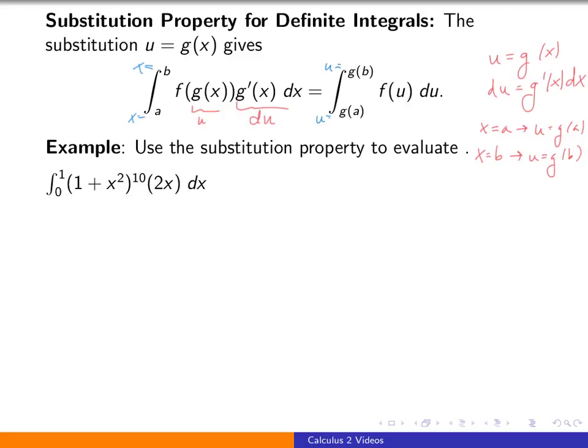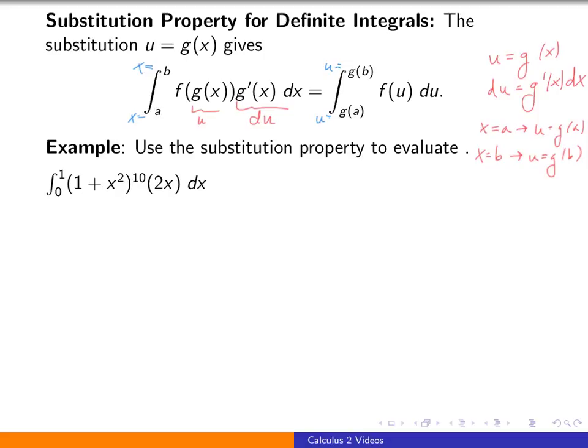Now notice, once again, we go from all x's to all u's. And all u's includes changing around our limits of integration. But the nice thing is that these two definite integrals are equivalent. So once we've changed our limits of integration, we can just concentrate on the new integral. We evaluate it, we get back a number, that is our solution. So let's try this out.